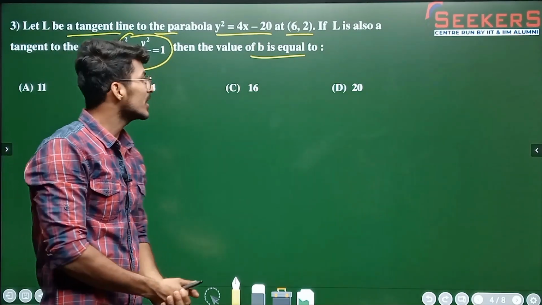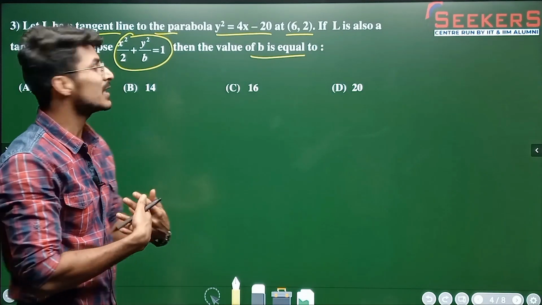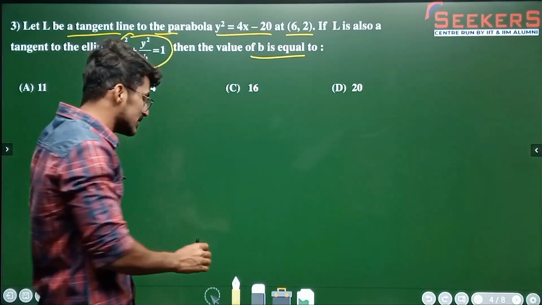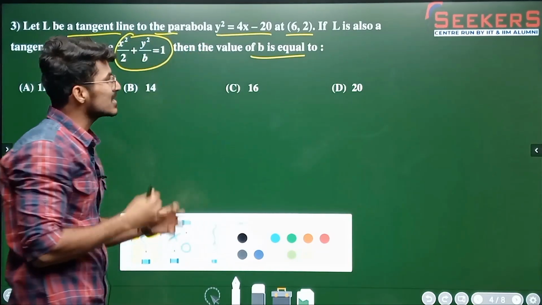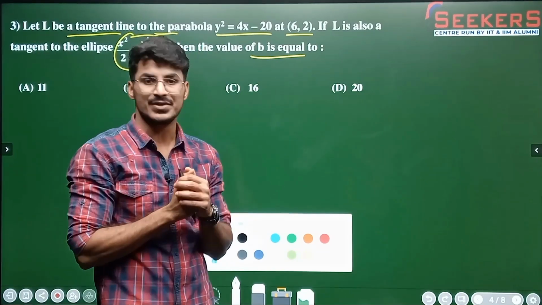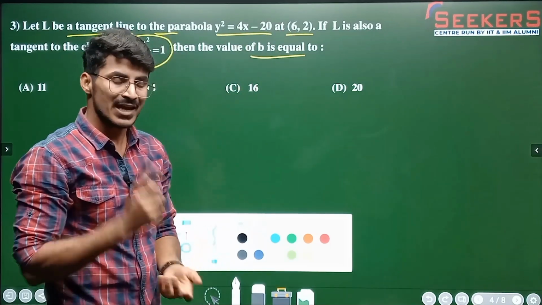So now what I will be doing here is using the tangency conditions. Sir, how do you use the tangency condition here? Look at this. Let us try to find out what exactly the tangent equation is here. I know the point, I know the parabola. Can't you find out the tangent equation? Yes, you can find it out.